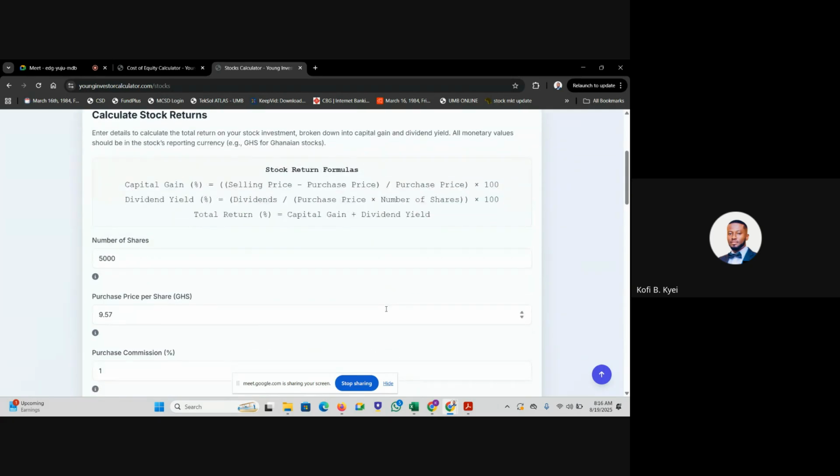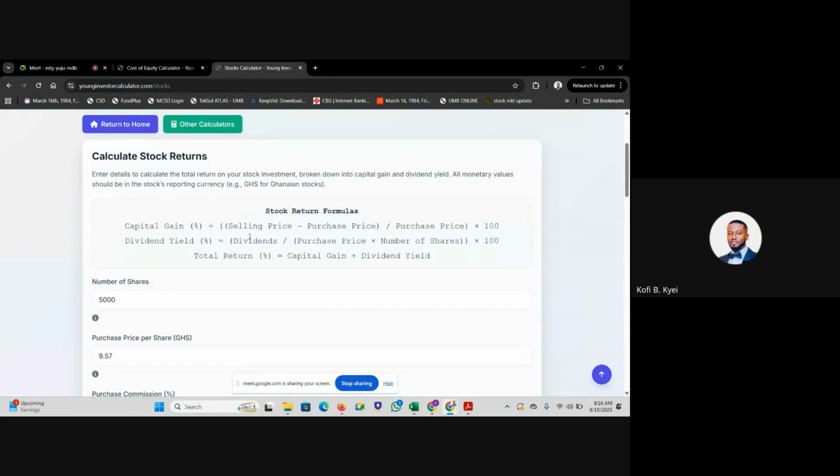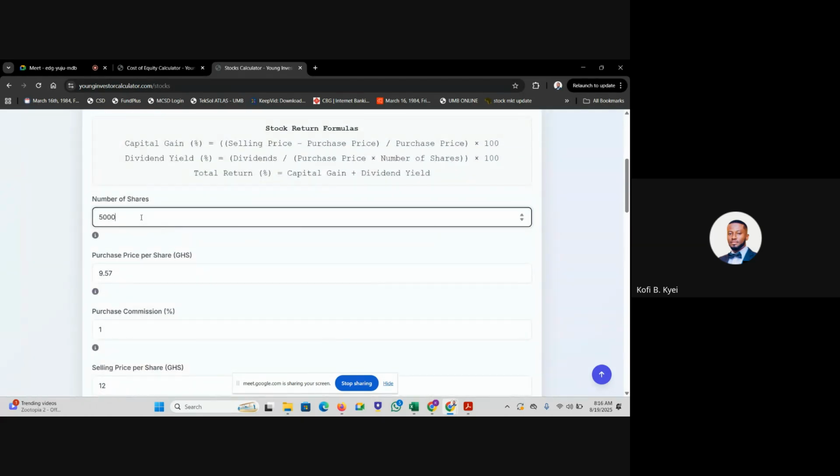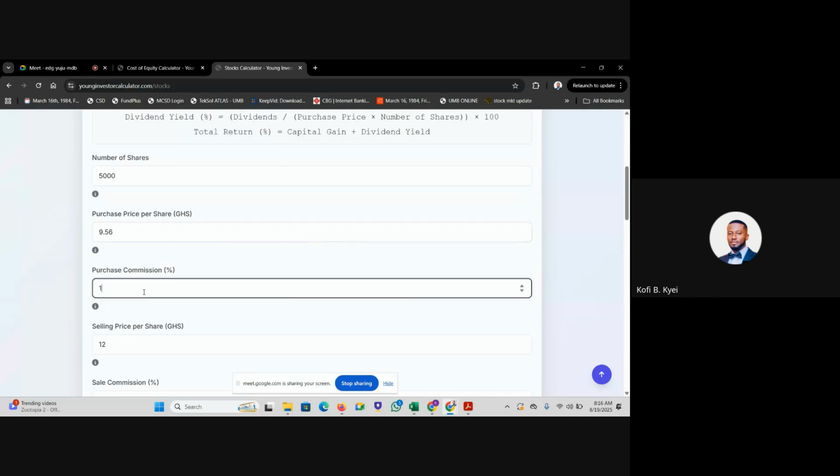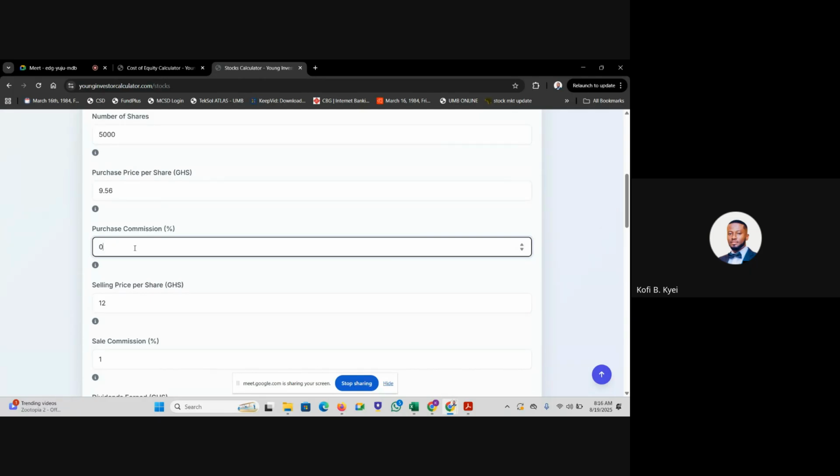Okay, then I'll proceed. So I mentioned that capital gain is the selling price minus purchase price divided by the purchase price times 100. That is the growth analysis that we've been doing. So we can see that it applies to this side too. Dividend yield is dividends divided by purchase price times the number of shares times 100. The total return is also stated there. So for example, you buy 5,000 shares in GCB at a price of 9.56, purchase commission. The broker takes 1%.